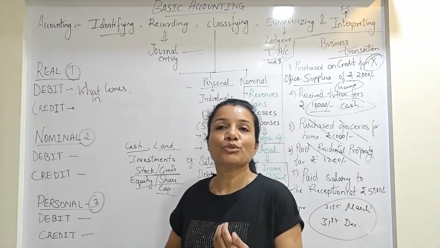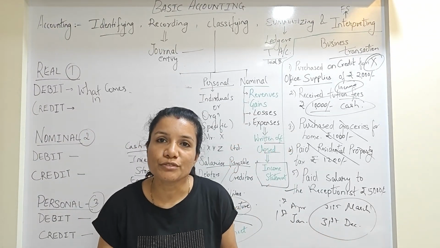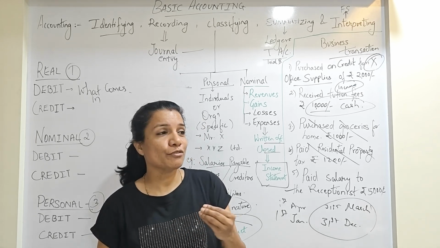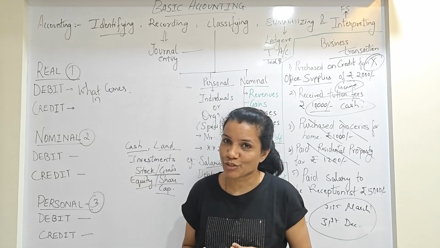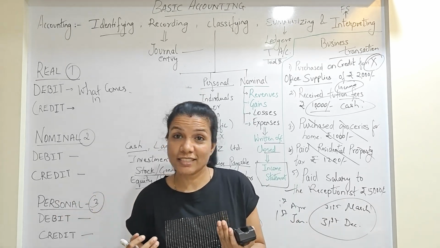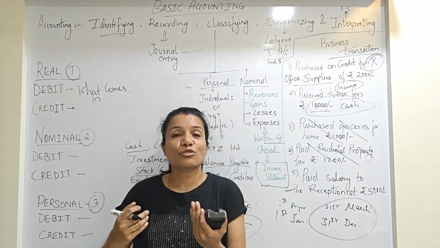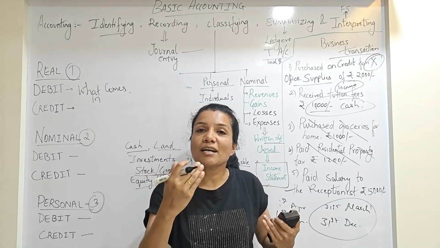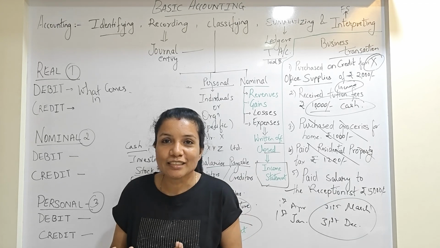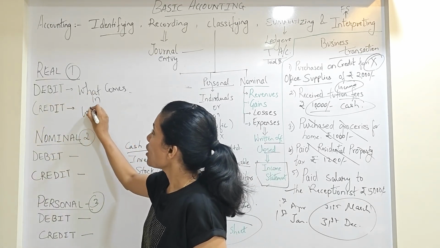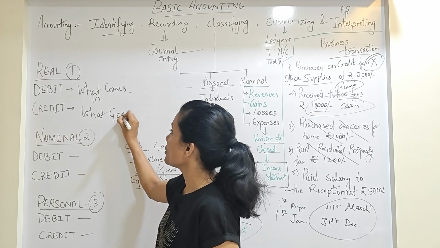I received tuition fees from one of my students. Received tuition fees of rupees 5,000 in cash. What is coming in? Cash is coming into the business. I said when we pass journal entries, we must look at it from the point of view of the business. So for my business, what is coming in? Cash is coming in. So debit what comes in, credit what goes out.